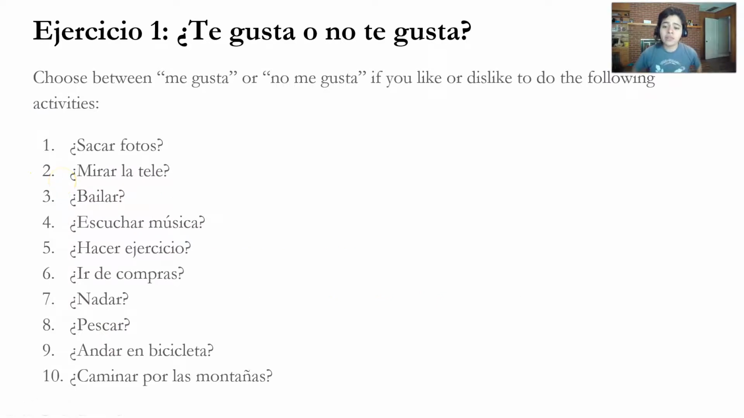Okay, right now we're going to do a simple exercise, so you just have to choose me gusta or no me gusta if you like or dislike the following activities.